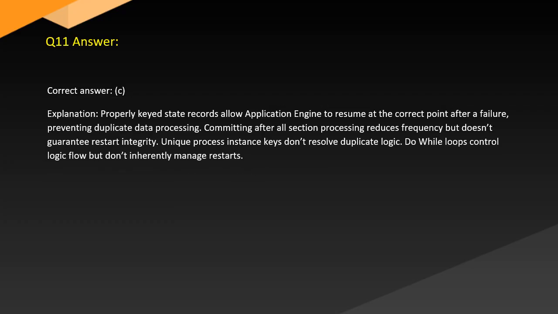Answer. Correct answer, C. Explanation. Properly keyed state records allow Application Engine to resume at the correct point after a failure, preventing duplicate data processing. Committing after each section reduces frequency but doesn't guarantee restart integrity. Unique process instance keys don't resolve duplicate logic. Do While loops control logic flow but don't inherently manage restarts.